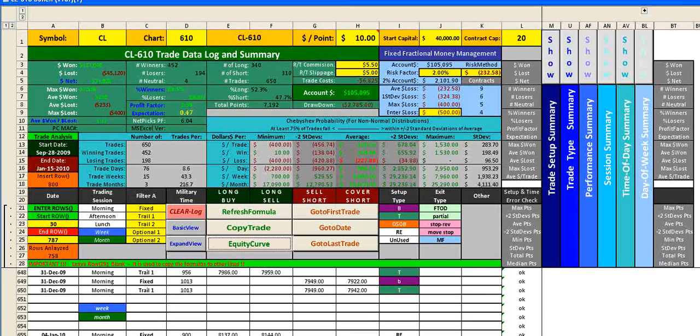Imagine what you can do with this kind of tool in your hands when you analyze your own trades. Just learning how to apply money management could increase your trade results in ways that are just beyond your imagination. So that's just a quick little sneak peek of some of the great features in NetPicks' new Ultimate Trade Analyzer.